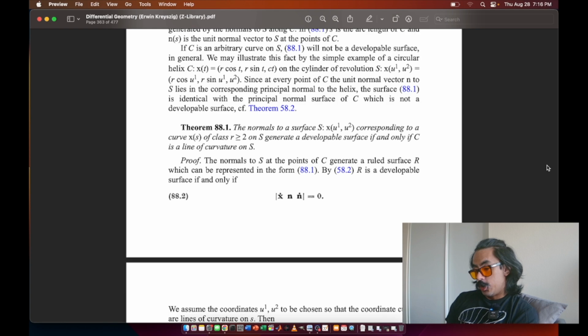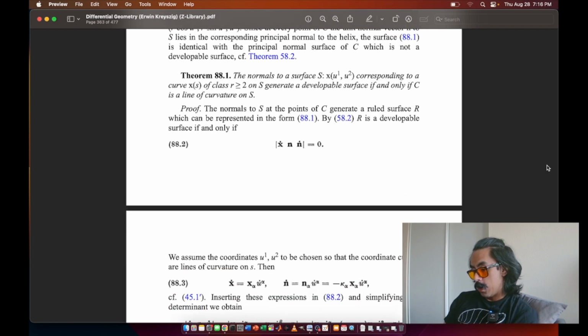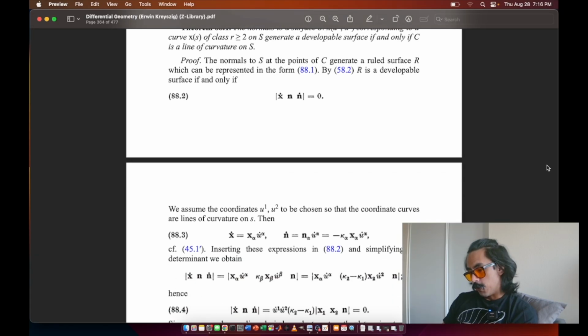We now come to theorem 88.1. The normals to a surface, capital S, with a vector parametric representation x in terms of u1 and u2, corresponding to a curve C, x of s, of class r greater than or equal to 2 on the surface S, generate a developable surface if and only if C is a line of curvature on S. And the proof is as follows.